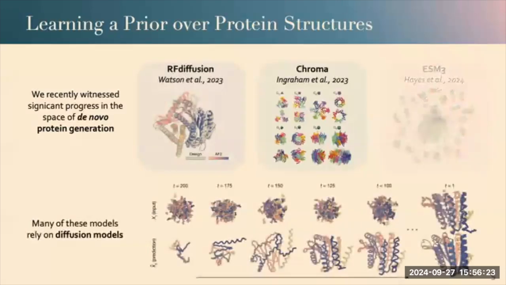And if we look at how they actually work under the hood, it turns out that most of them, in this case RF diffusion and Chroma, rely on diffusion models. This is not the case for all of them, and I will come back to that later. ESM3, for example, relies on autoregressive models.